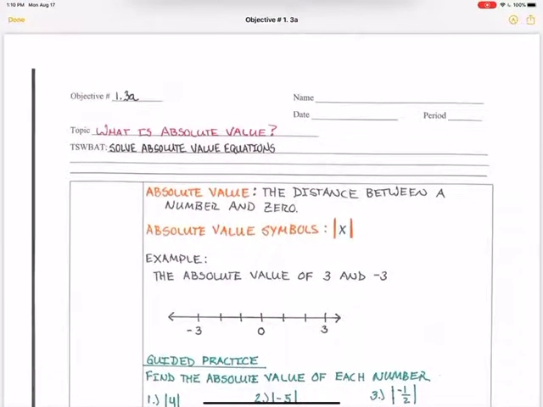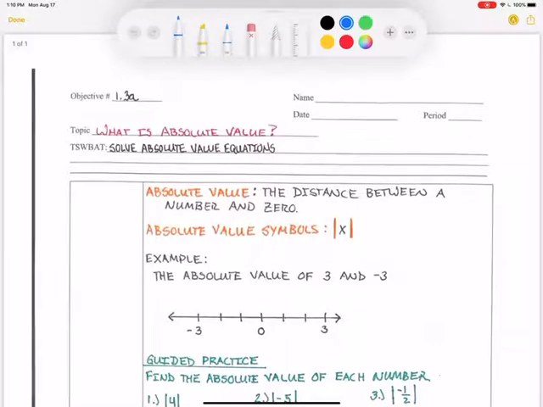Alright, so today we're talking about absolute value. Our goal for this section, or this standard, is that the student will be able to solve absolute value equations, but before we get into that, we need to understand what absolute value is.